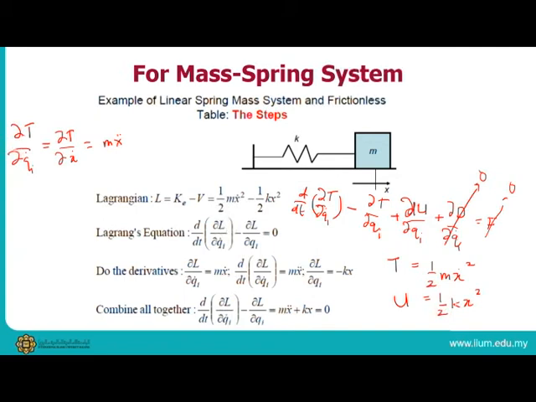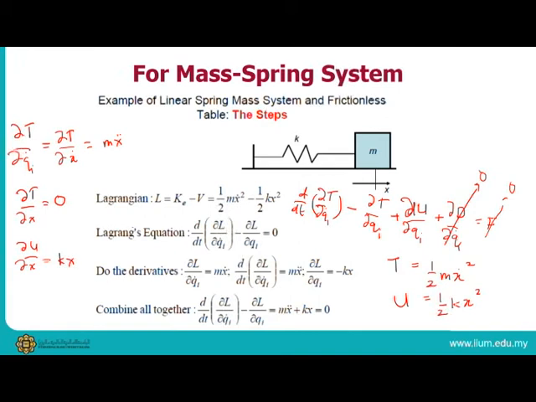So that one, this part. And then if you want to find this one, actually you want to find the partial differential of kinetic energy over dx. But in here there's no x, right? There's no x, so it becomes 0. Okay, and then this part du, you want to find this one, right? Du over dq, or du over dx. So there's x here, so that one becomes kx.